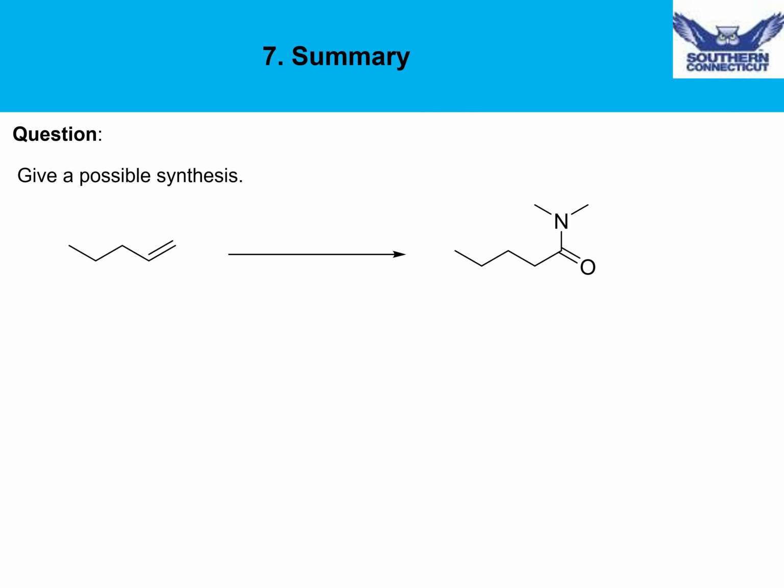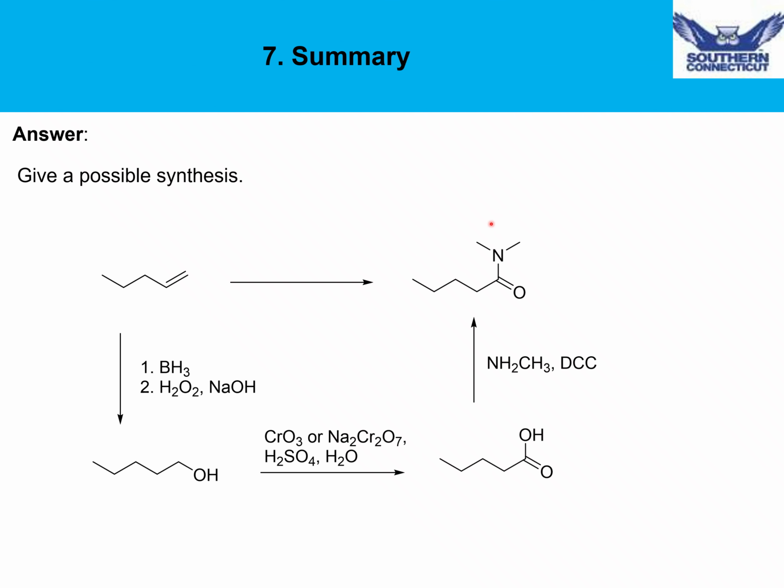Here we're going to attempt the synthesis example, starting off with an alkene which has 1, 2, 3, 4, and 5 carbons, and converting it into an amide which has 1, 2, 3, 4, and 5 carbons, plus the two methyl groups on the nitrogen.